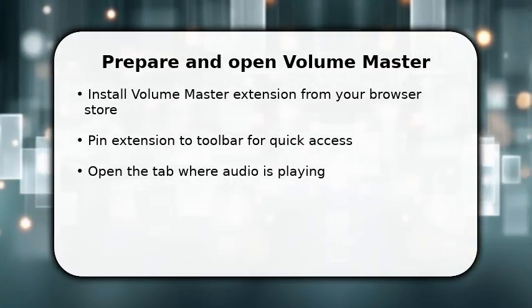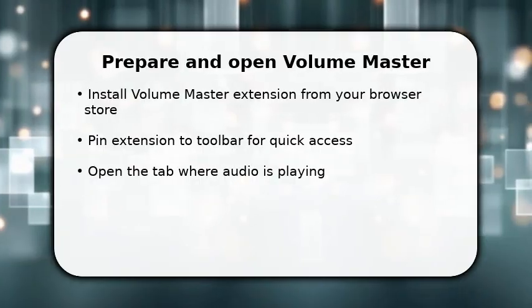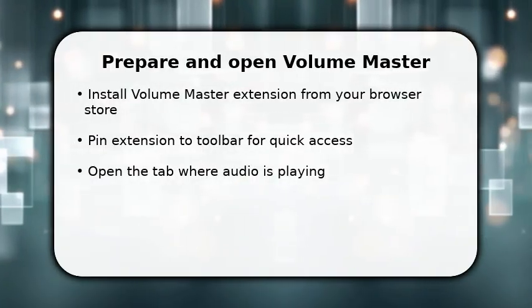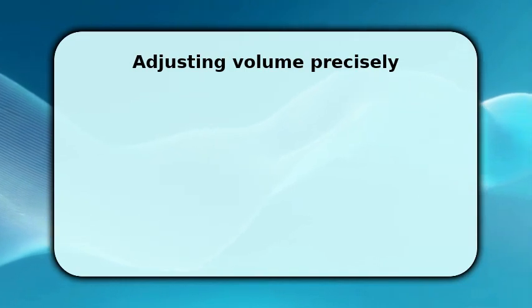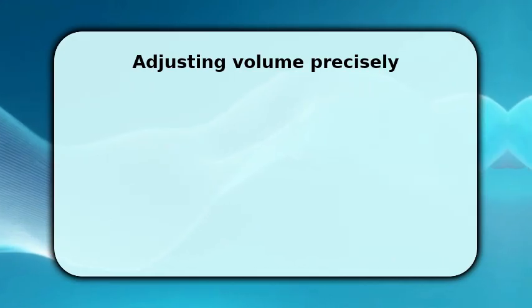Make sure the extension shows the tab name. If not, refresh the page so the extension detects the audio source. You drag the slider to change volume immediately, and you can push it beyond 100% up to 600% for clearer playback when content is quiet.